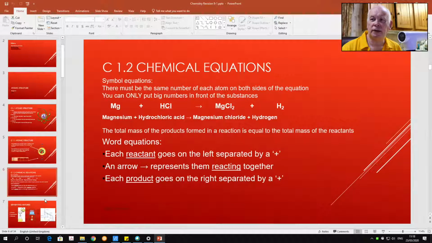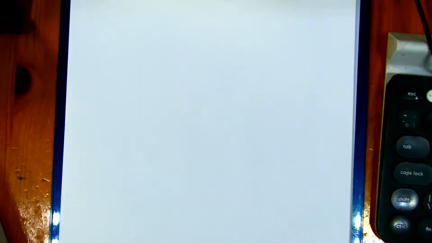Now, our next problem we come on to is that of doing chemical equations. And chemical equations tend to give students an awful lot of problems, but they're not really that difficult. And what I'm going to try and show you is a way of trying to do this easily. So let's have a look at the paper and we'll see how we can do this.